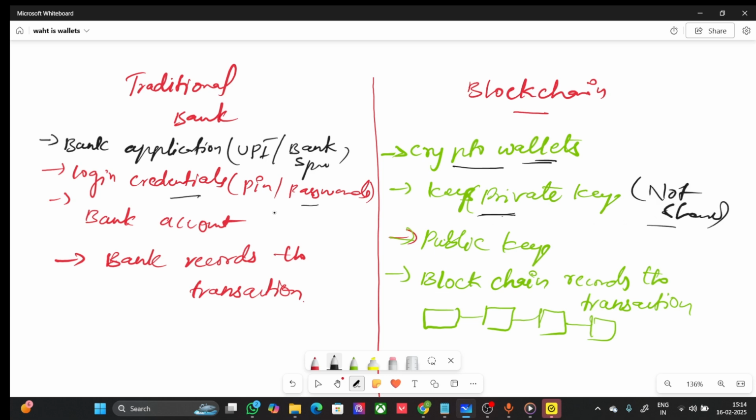Think of it like you are sharing your UPI PIN or your login credentials of your bank application with someone. You won't be sharing it with someone, right? So this is the same way. You should not share your private key with anyone.